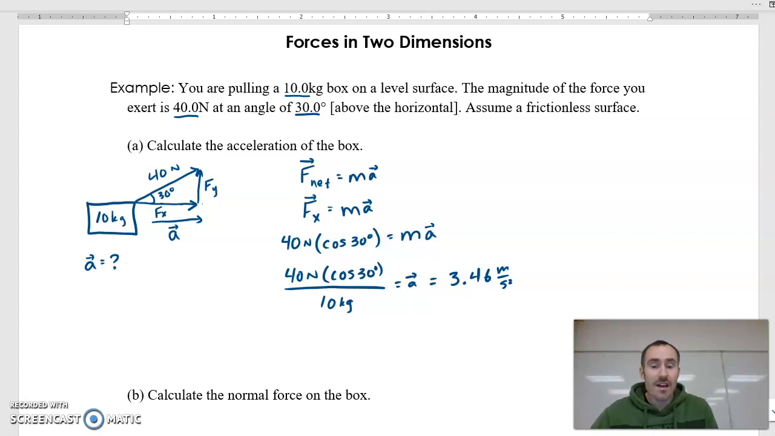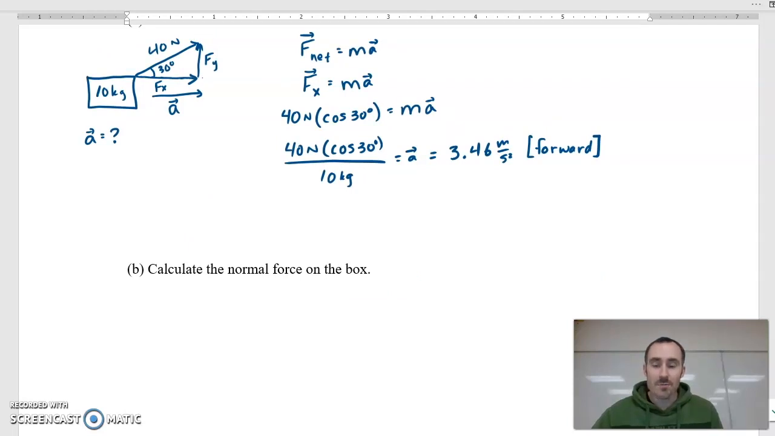Now, I drew this box, and the question doesn't give me any sort of direction reference, so I'm just going to say that my direction here is forward. I'm assuming that I'm pulling it forward and not backwards. Now here's the second part. Calculate the normal force on the box.